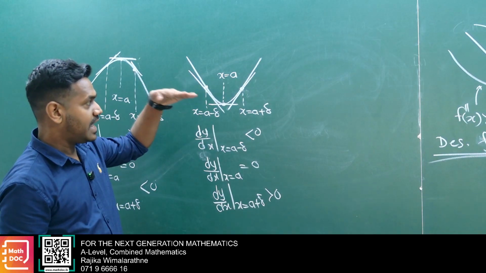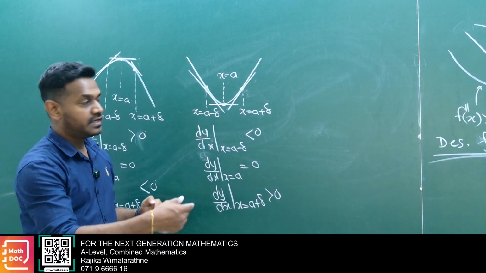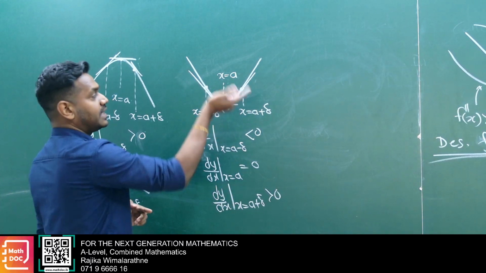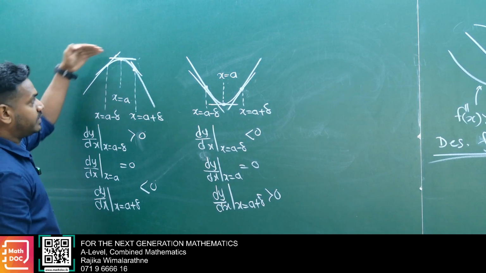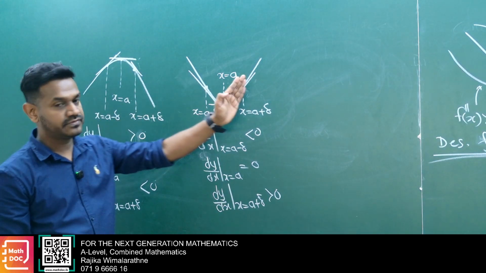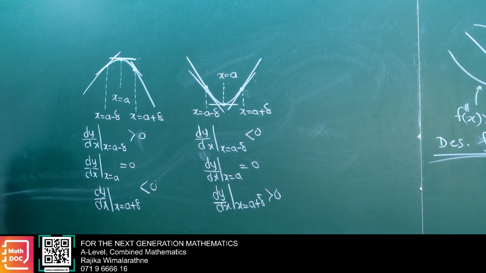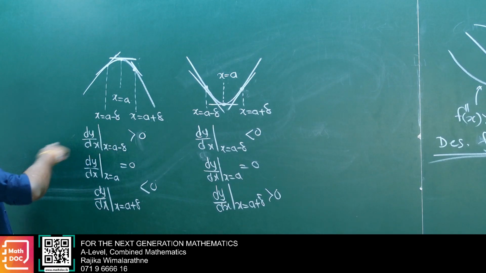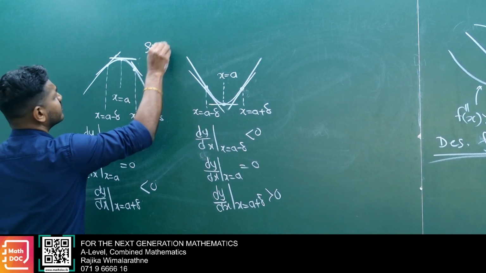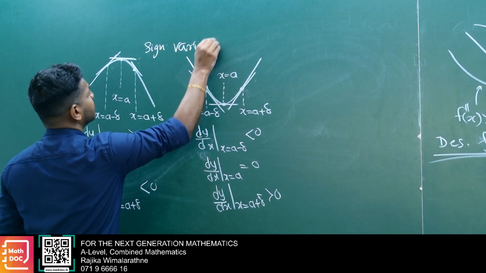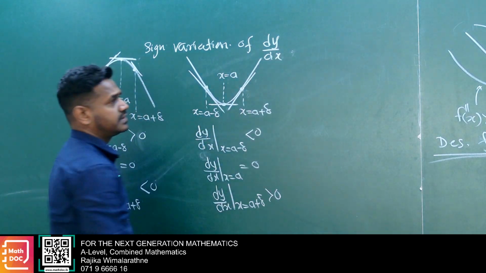So anyway, at that point the gradient is 0, then some point away, here right hand side positive and left hand side negative. Here right hand side negative, left hand side positive. Positive to negative variation, negative to positive variation. That's how we analyze maximum and minimum. So here, sign variation of the derivative. Okay, put it: sign variation of the derivative, of dy by dx.